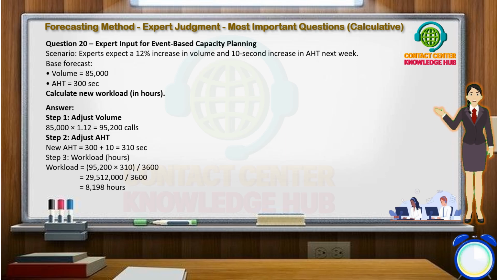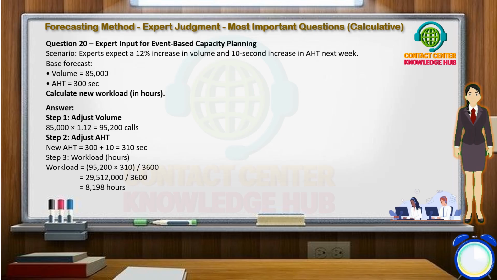Step 3. Calculate workload in hours. Use the workload formula. Workload hours is equal to volume times AHT divided by 3600. Adjusted values. Workload is equal to 95,200 times 330 divided by 3,600. First multiply.